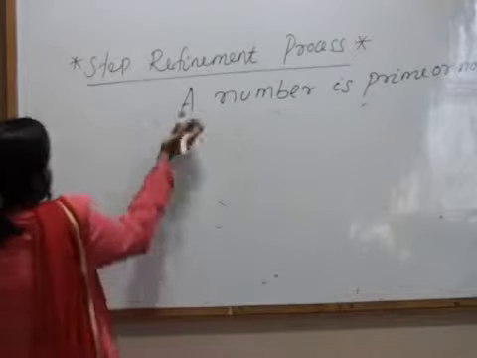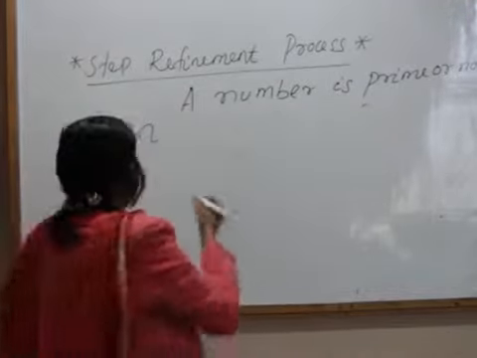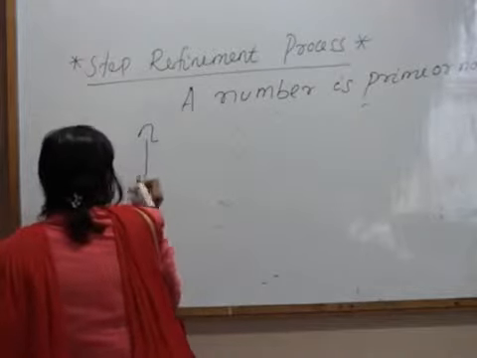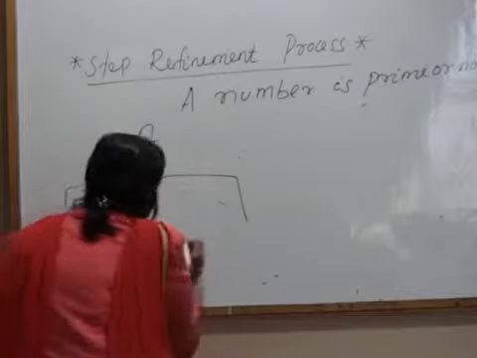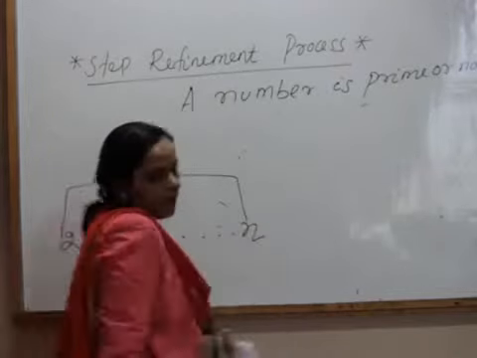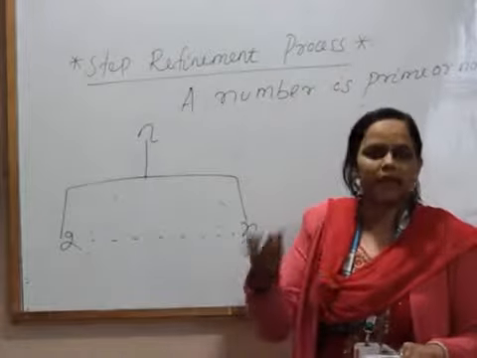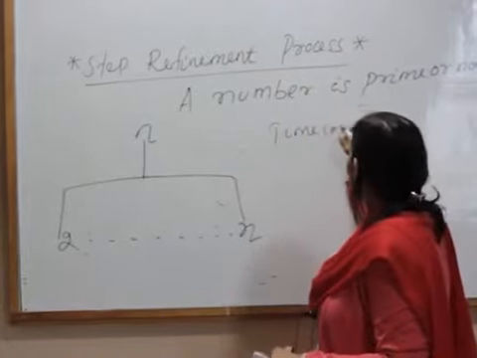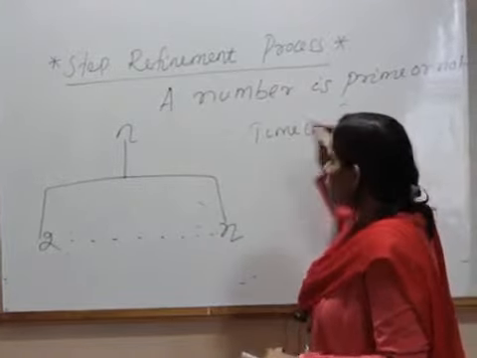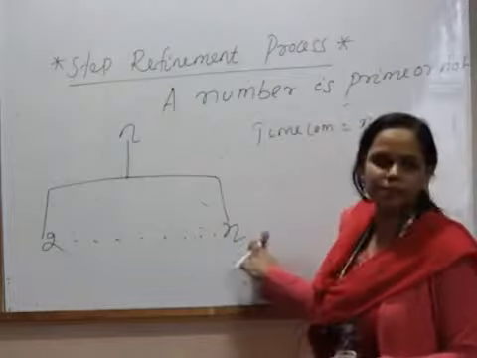Suppose the number n is given to you. You have to find the divisors. Divisors means the numbers which can divide this n. So you can start from 2 to n. And if you are considering 2 to n, the time complexity will be n, because you have to check 2, 3, 4, 5, 6, all the numbers up to n.